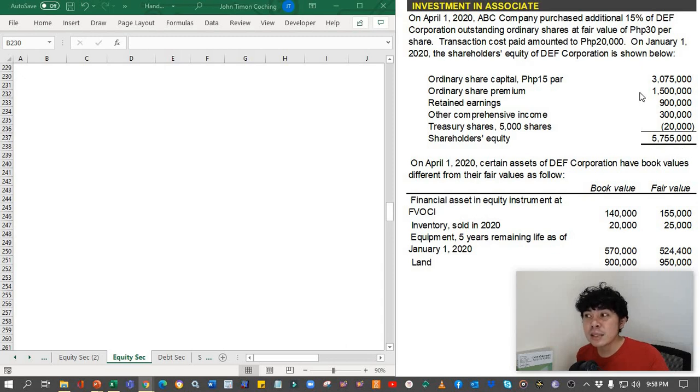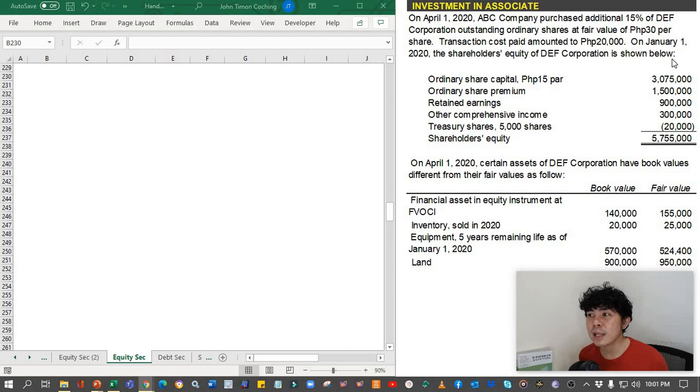Yun nga lang, ito ay dated January 1, 2020. Di ba ang kailangan natin is yung difference ng assets and liabilities on April 1, 2020. So since meron man tayong net assets, which is the shareholders' equity, yun nga lang January 1, 2020. Meron tayong shareholders' equity ni associate, at yun ay 5,755,000 pesos. Syempre, ito yung net assets ni associate. Yun nga lang, ang date is January 1, 2020.